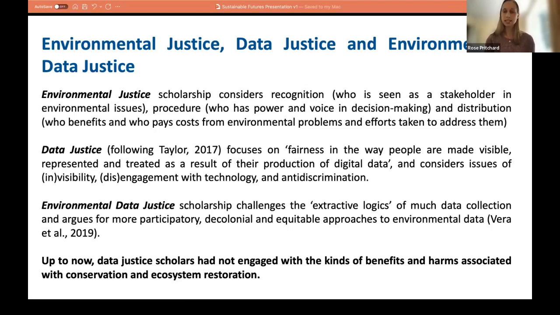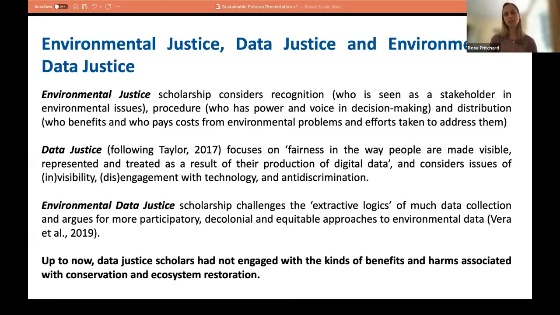And more recently still, we have this movement called environmental data justice. This arose in the United States in response to attacks by the Trump administration on environmental data. It's meant to be about challenging what's characterized as the extractive logic of a lot of data collection. The idea that you go to a place, you take data, and then you leave. And those who were observed or captured in those data sets, those most immediately impacted by those data, don't have any control of what happens next.